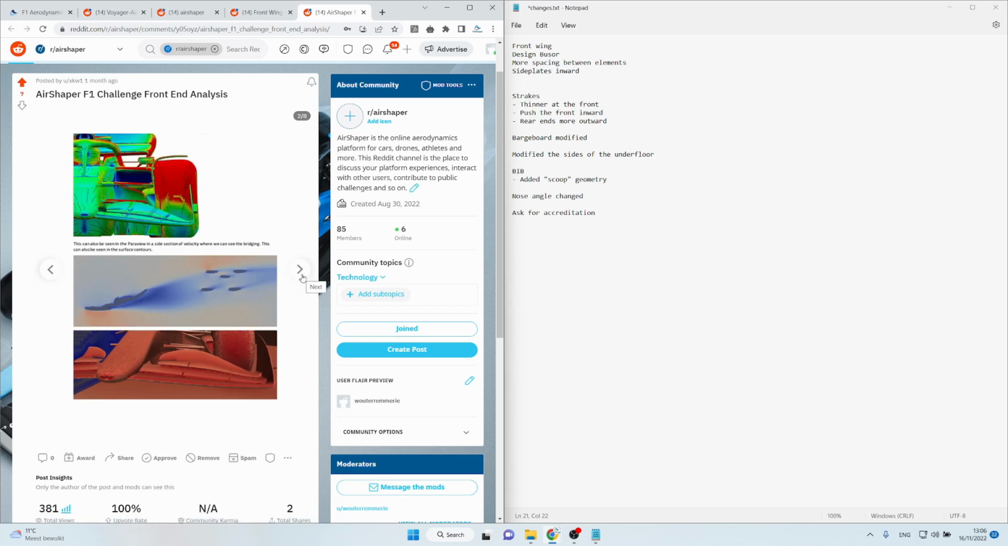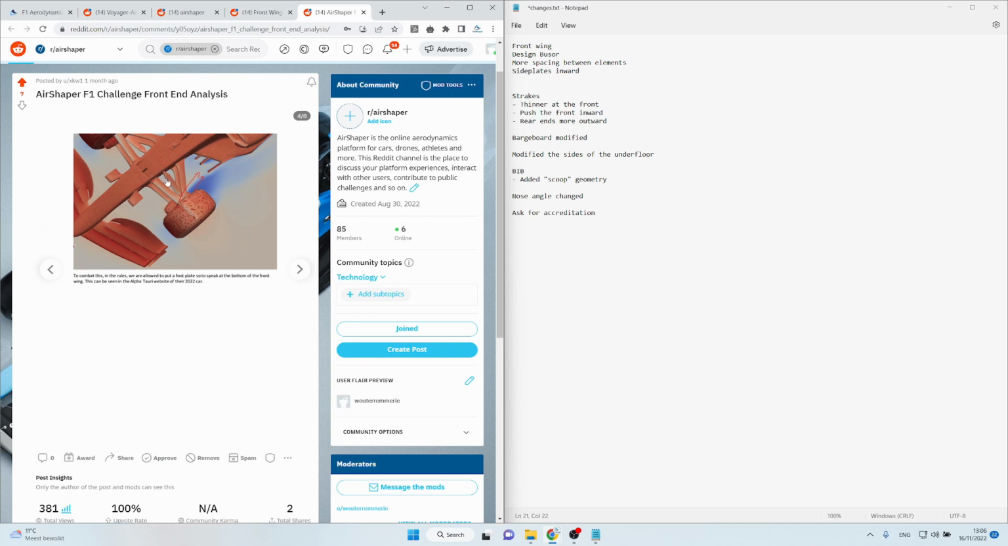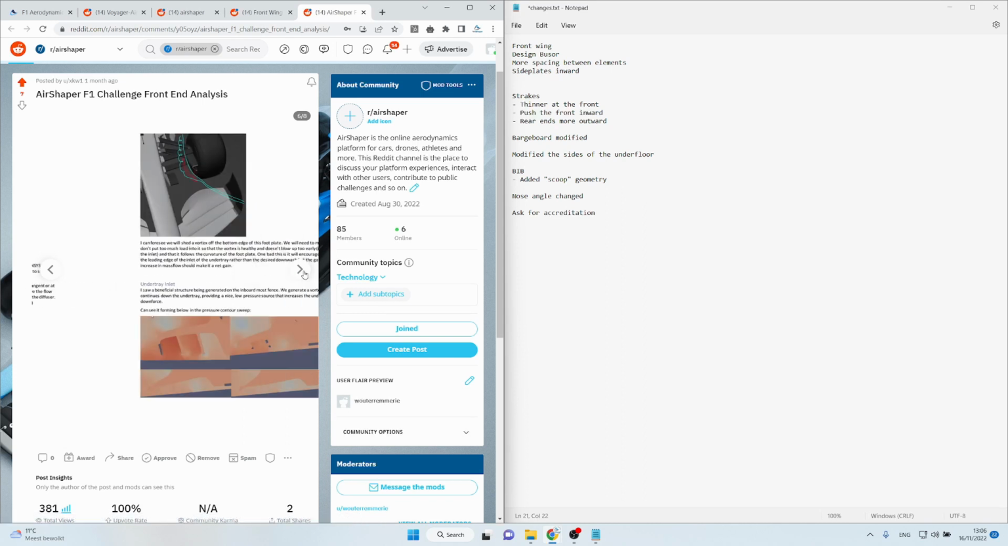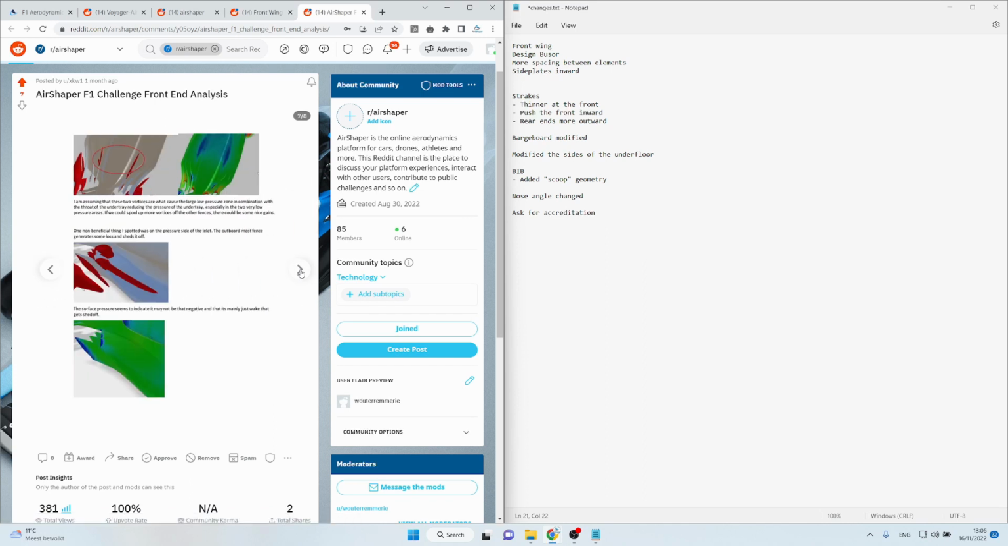We got input on how we can actually improve the flow around the tires. We actually got a suggestion as well to design plates around the wheels to optimize the airflow, and how to change the shape of the side plates to improve the flow.